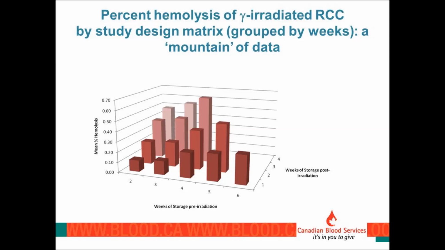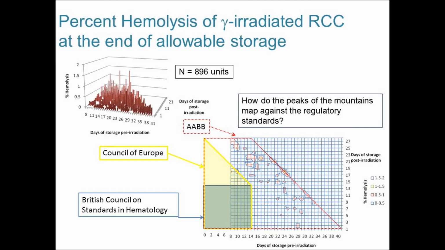So even if you haven't irradiated, but the irradiation goes back as you store a unit post irradiation, the hemolysis goes up. So the percent of hemolysis of gamma irradiated red cells at the end of the allowable storage. So what they did was we plotted how this mapped with all the different points of how long it was held in storage and then irradiated versus the points on the graph.